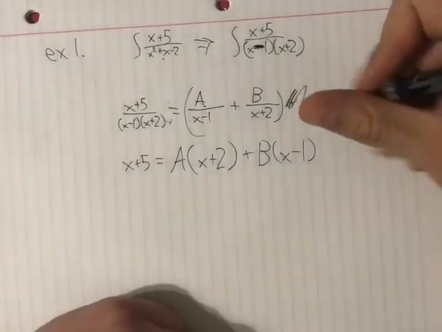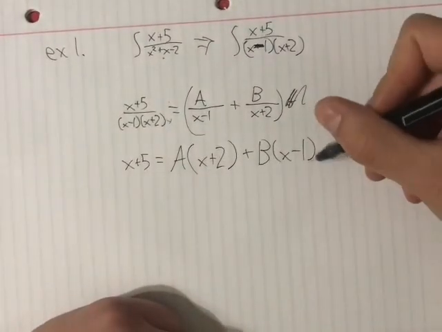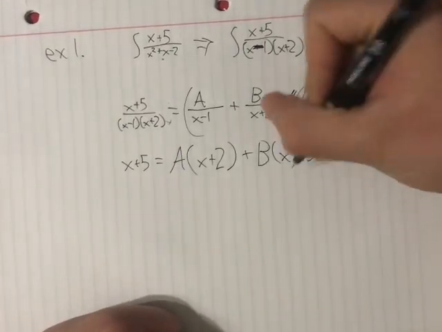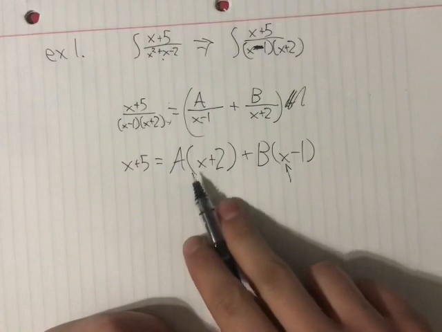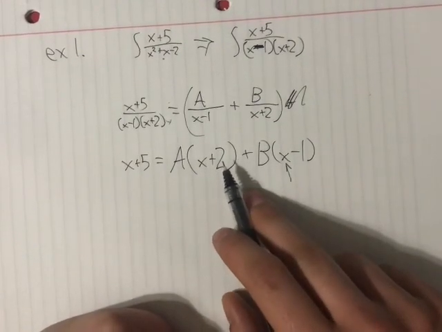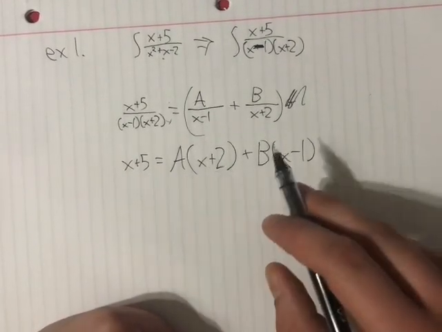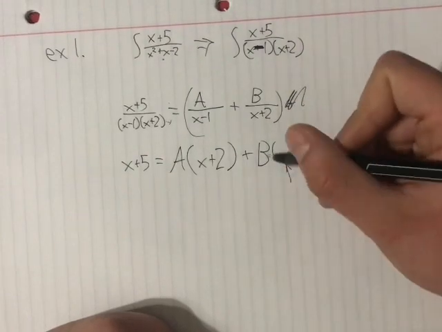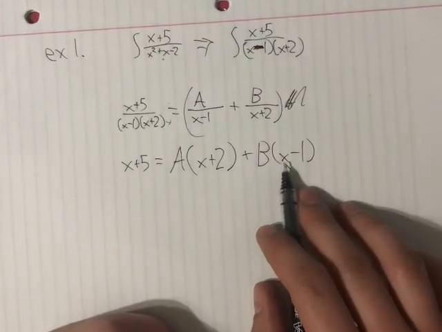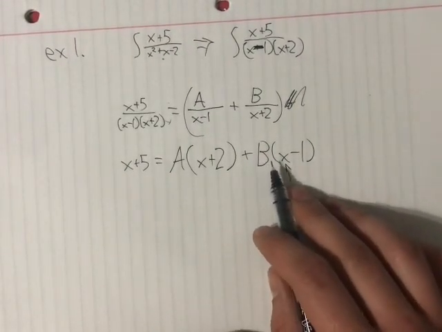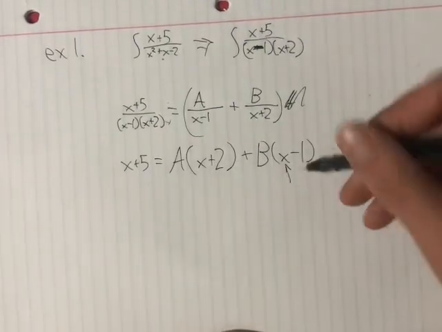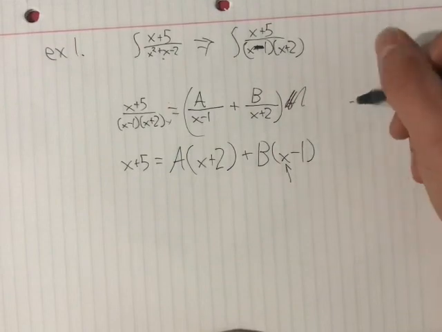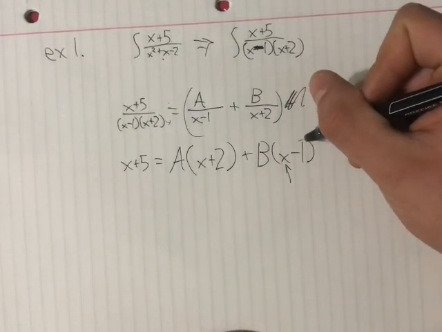Next, what we're going to do, now that we have our equation in this form, is choose a value for x that cancels out all but one of our terms. So what we want to do is choose a value that would multiply b times 0, for example, that way we can solve for a here. So obviously x minus 1, the solution to that is going to be 1.